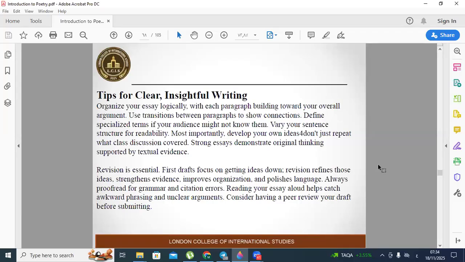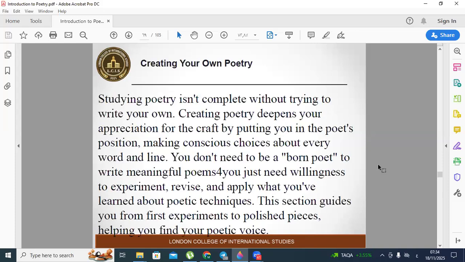Now let's go to creating your own poetry: introduction. Now let's shift from analyzing other poetry to creating your own. Studying poetry isn't complete without trying to write it yourself. Creating poetry deepens your appreciation for the craft by putting you in the poet's position, making conscious choices about every word and line. You experience firsthand the challenges and the pleasures of composition.